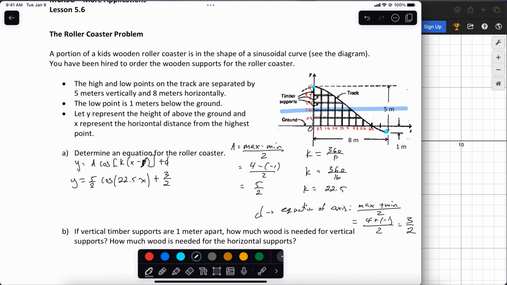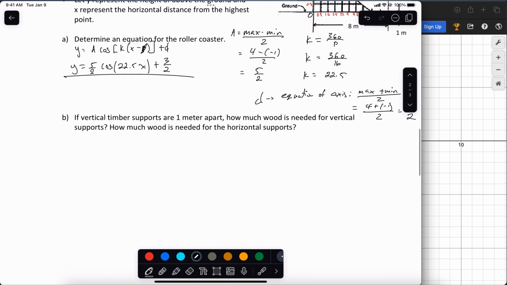Okay, so that's going to be the equation that models what I'm seeing there with the roller coaster. Okay, and if I go down now, the vertical timber supports are 1 meter apart. Okay, so that's talking vertically. How much wood is needed for the vertical supports and how much wood is needed for the horizontal supports?